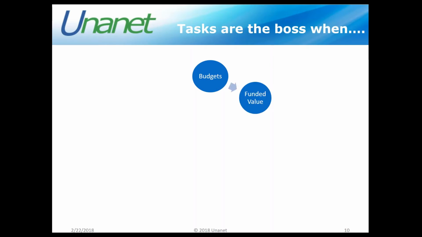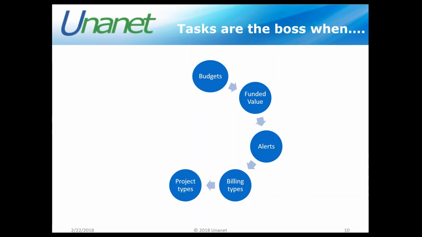Another field is the funded value field. We have a funded value field on the task level, and this allows us to take a look at our funding for that particular task, and it is separate from the project one. We have the alerts that we talked about a little bit earlier. There's a nice little flag on the task screen for your profile that allows you to set the alerts. And we can change the billing types at task. If you have a billing type on your task, it will look at that before it looks up at the project side. Your project type as well.